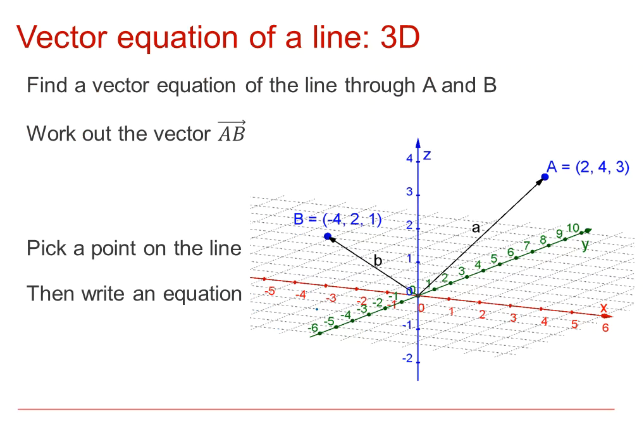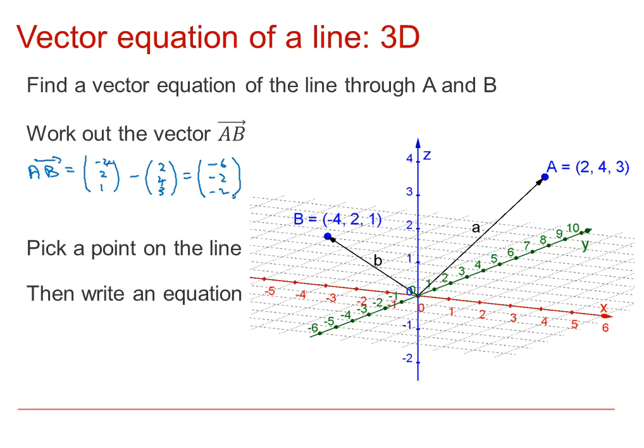So here we have a three-dimensional situation where we've got a given point A and a given point B, and we want to find the vector equation of a line through A and B. So we're going to work out the vector A towards B, so that will be in this case our direction vector, although B towards A would have worked just as well. So we're going from A towards B, so that's the position of B take away the position of A. So our direction vector is going to be (-6, -2, -2).